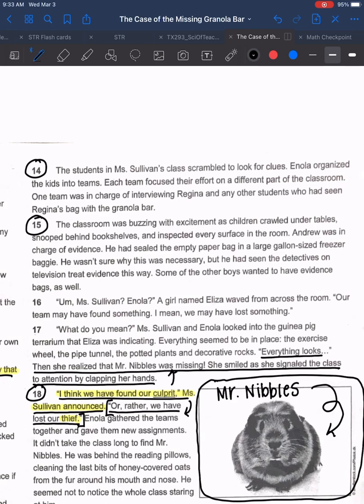14. The students in Miss Sullivan's class scrambled to look for clues. Enola organized the kids into teams. Each team focused their effort on a different part of the classroom. One team was in charge of interviewing Regina and any other students who had seen Regina's bag with the granola. So 14 is mostly revolving around the fact that there's teams and that they're trying to find something and they're working together to find something. More specifically, the granola bar that's missing.